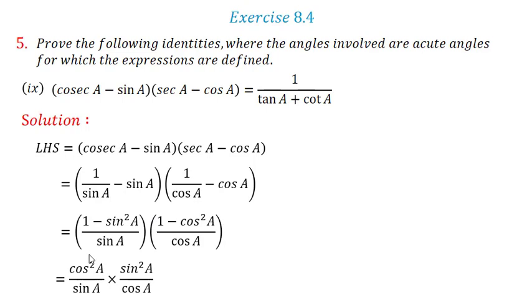1 minus sin square A you can write as cos square A, so cos square A upon sin A, into 1 minus cos square A, which you will write as sin square A, so it is sin square A upon cos A. Now one term of sin A will cancel here and one term of cos A will cancel here, so finally you will get sin A into cos A. This is your left hand side.